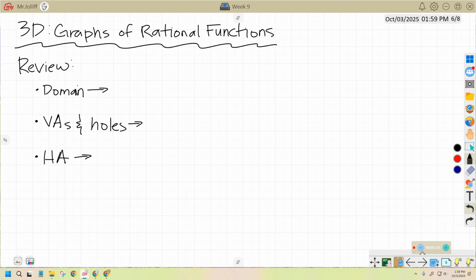Very good. Fraction with a poly in the top and a poly in the bottom. Ratio of polynomials. Very good. And we talked about some features of those types of functions. First, we learned about how to identify their domain. And we talked about asymptotes and holes, also known as what? What was that other name for holes? It's a fancy two terms. Removable discontinuities. Very good. So asymptotes and discontinuities.